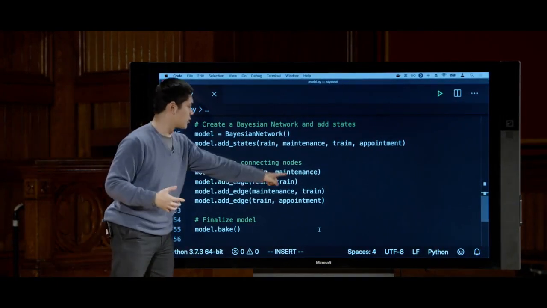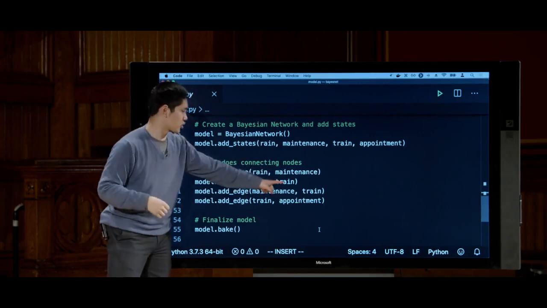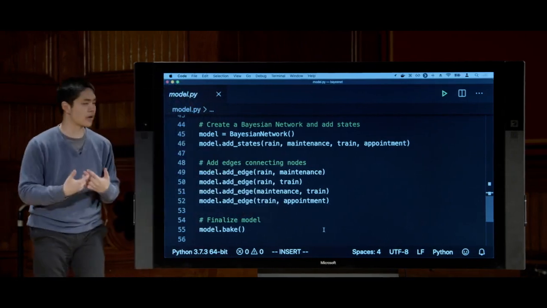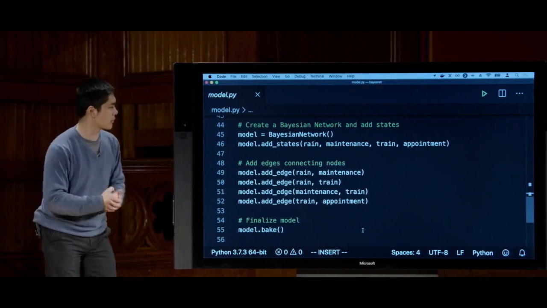Rain has an arrow to maintenance because rain influences track maintenance. Rain also influences the train. Maintenance also influences the train. And train influences whether I make it to my appointment. And bake just finalizes the model and does some additional computation.